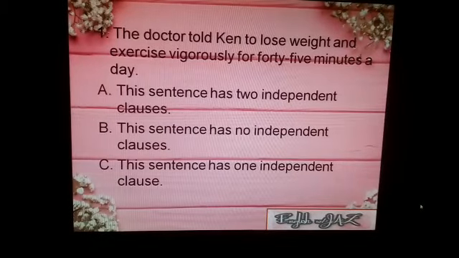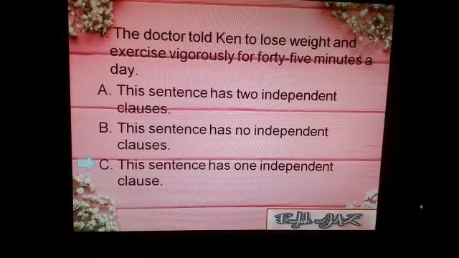For our first exercise: the doctor told Ken to lose weight and exercise vigorously for 45 minutes a day. Letter A. This sentence has two independent clauses. Letter B. This sentence has no independent clauses. C. This sentence has one independent clause. The correct answer: this sentence has one independent clause.